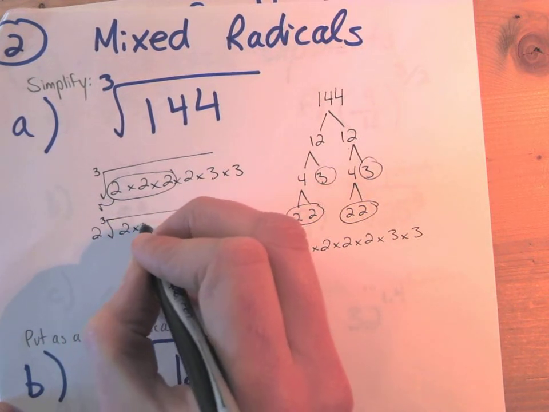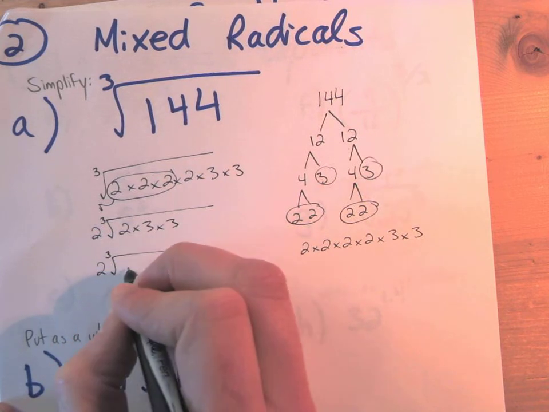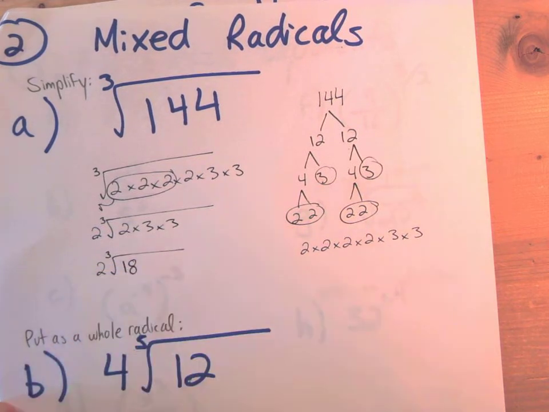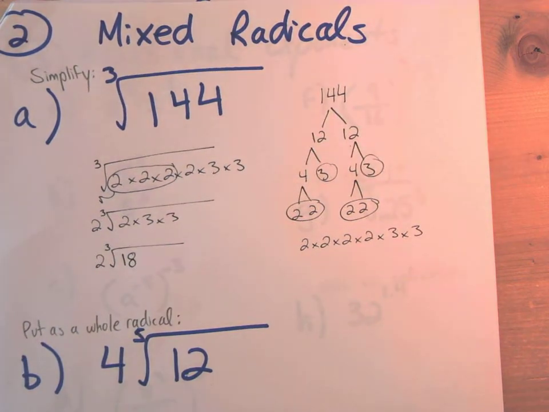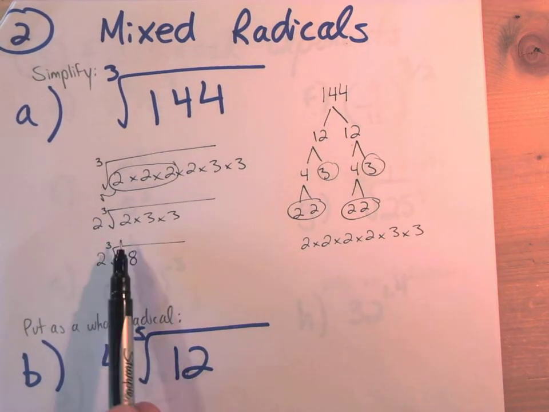And then we have 2 times 3 times 3, and this will give us 2 cube root 18. So we simplified it, or we put it into a mixed radical. We just changed the form into 2 cube root 18.